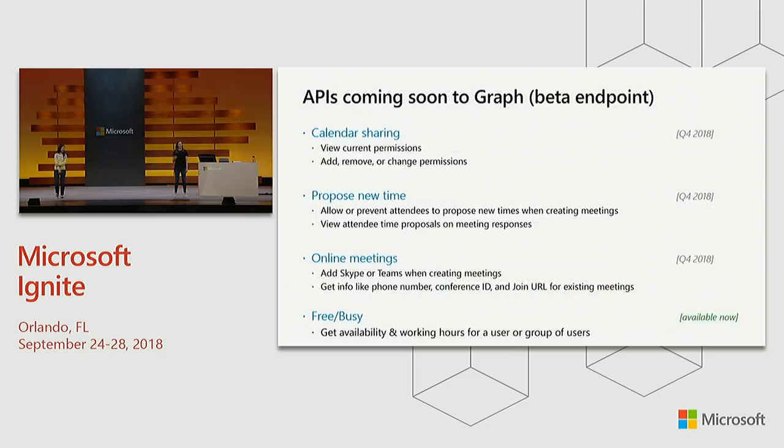The other thing is our REST APIs. So coming soon to the Graph Beta endpoint, you'll be able to manage all of your calendar sharing permissions, view who it's currently shared with, send a new sharing invite, and look at all the permissions and options just like you could from any Outlook client UI. You'll be able to manage and view new time proposals. You can also view the online meeting info that we talked about earlier, as well as create online meetings via Skype and Teams. And also already released to the beta endpoint is the new Free Busy API via REST that matches what you used to be able to do in EWS.